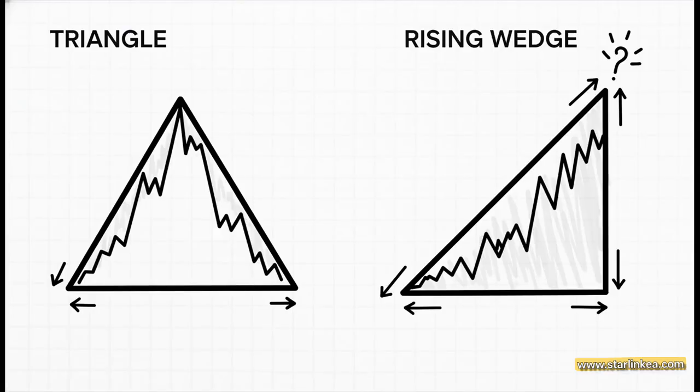So a wedge, it looks a little bit like a triangle, right? But there is a super important difference. As you can see, both the boundary lines, the highs and the lows, are moving in the same direction. They're both sloping either up or down, but they're squeezing together. This convergence is a huge signal that the trend is just getting tired, it's losing steam, and it's often a warning that a price reversal could be just around the corner.